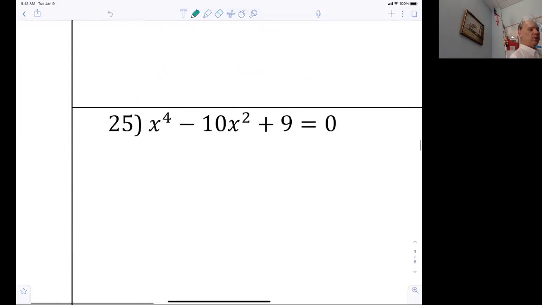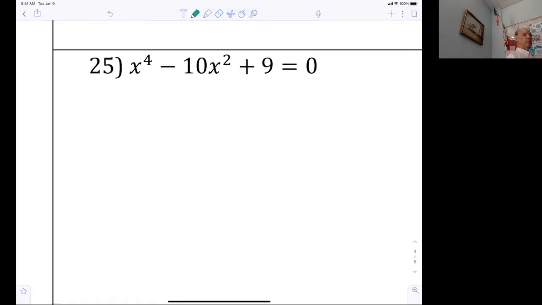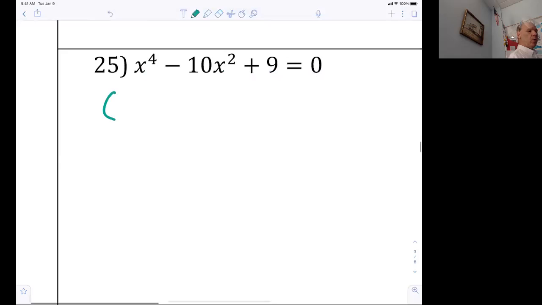All right, let's check out 25. Oh, this one's a nice one. How many solutions? 4. Wow, because we're thinking. Good job. So now we're factoring this bad boy. Here we go.